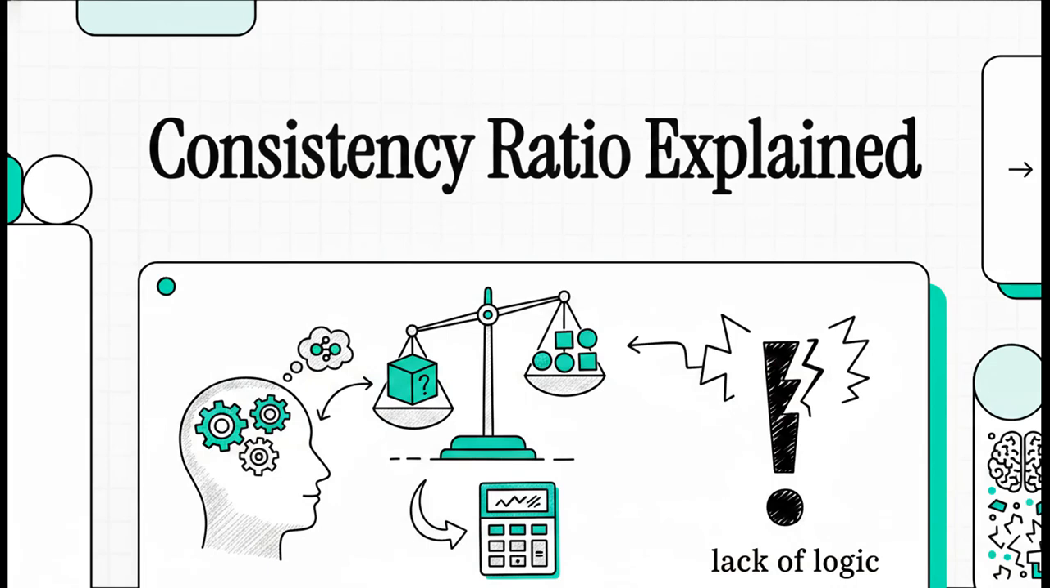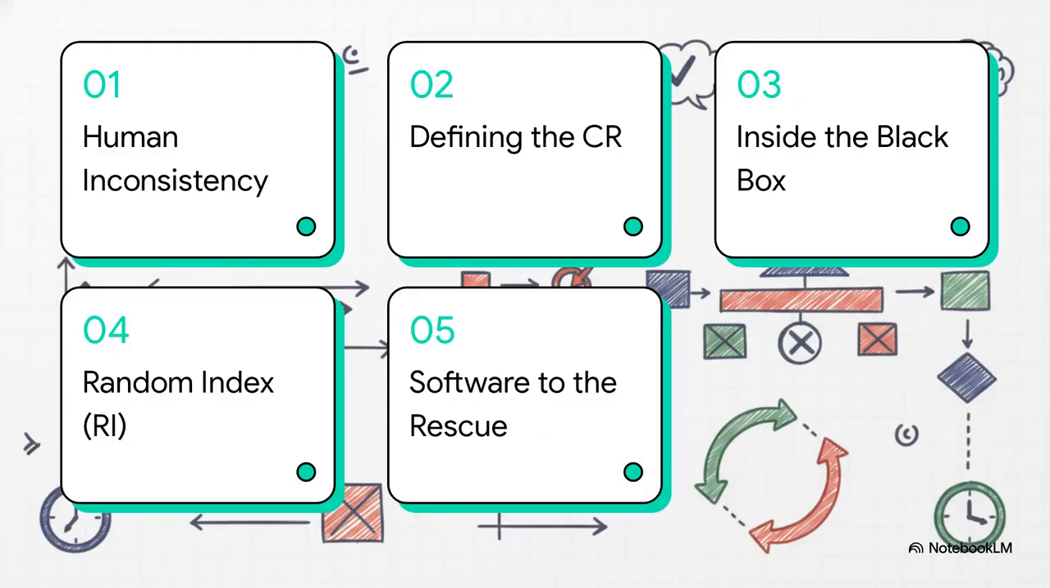Welcome to This Explainer. Today, we're diving into the mathematical guardrails of human decision-making. We're going to unpack this really fascinating concept called the consistency ratio. It's basically a tool that forces us to confront the actual logic, or, let's be honest, the complete lack thereof behind our choices. So, here's our roadmap.